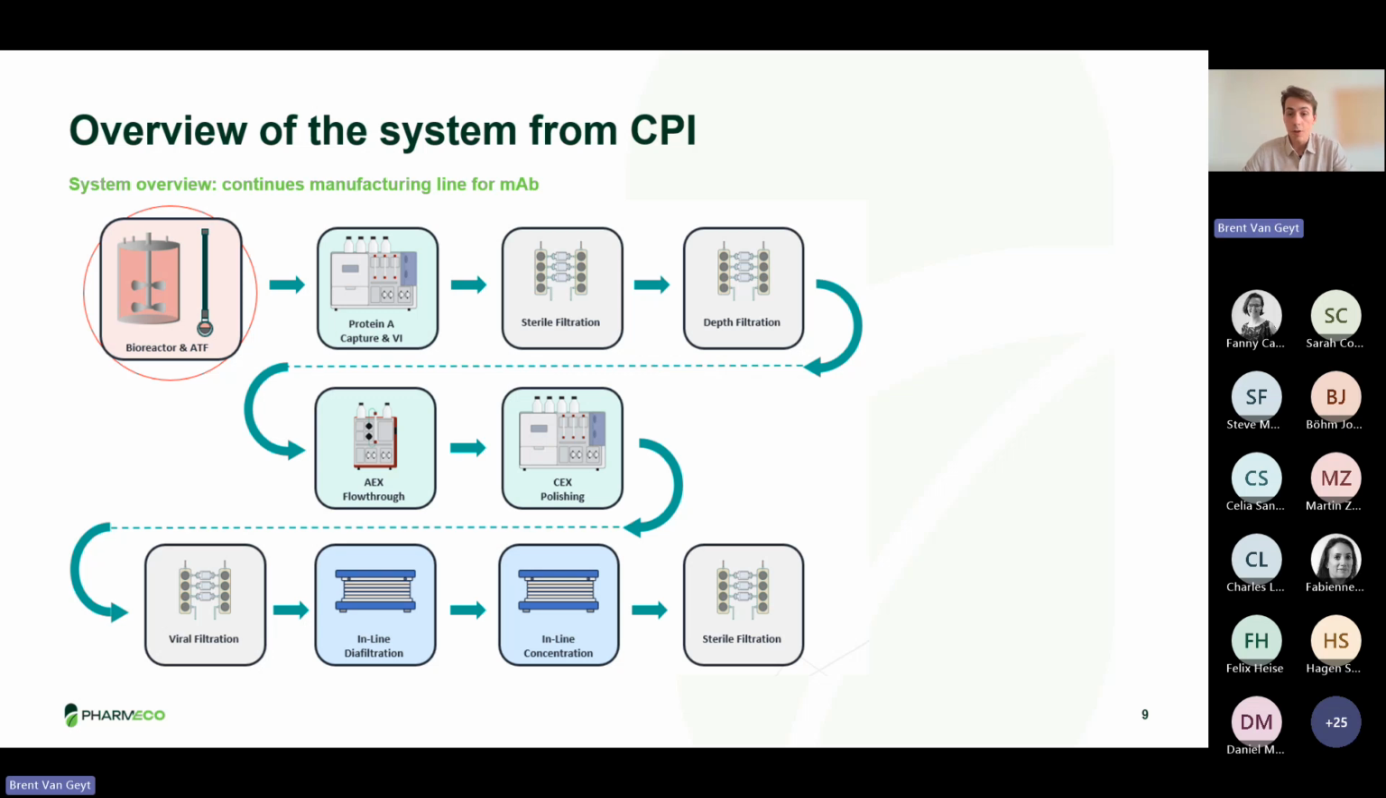Now quickly, an overview of our system for CPI. This is the continuous biomanufacturing setup they are using at CPI, where we have the upstream part, the bioreactor, and then all different downstream steps, where we start with the protein A capture, some different filtrations, then the anion exchange, the cation exchange, and again some different filtrations. With these steps in mind, I will go further onto the next slide.